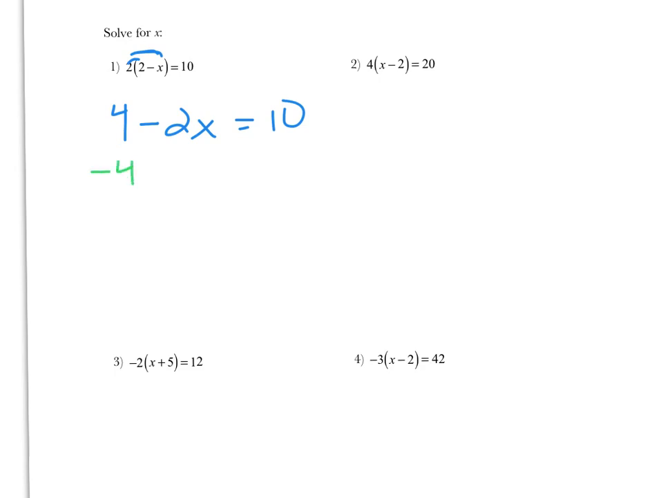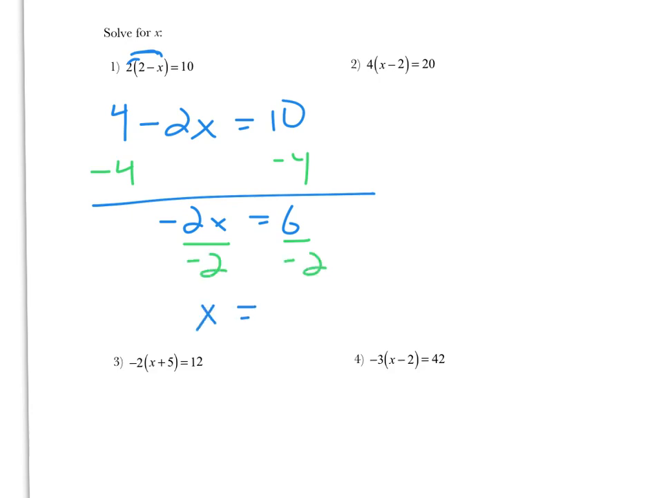And once you do that, I think you know where to go from there. We're going to subtract 4 from both sides, and we end up with negative 2x equals 6. And then we're going to divide both sides by a negative 2 because I want to get x by itself, and there's a negative 2 in front of it. And I end up with x equals negative 3. Short of that first line, nothing really terribly new. Let's move on to the next one.